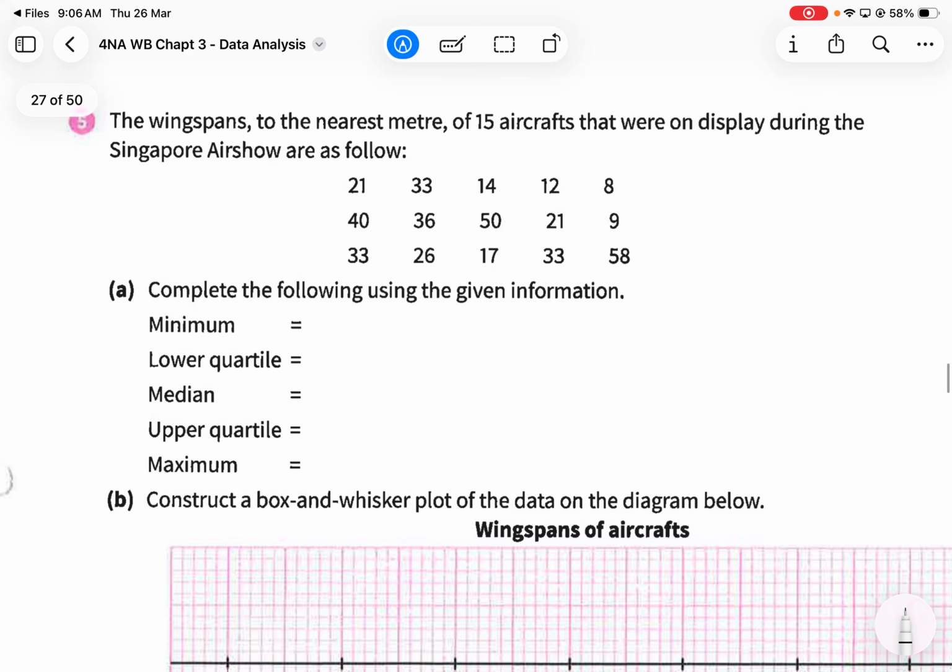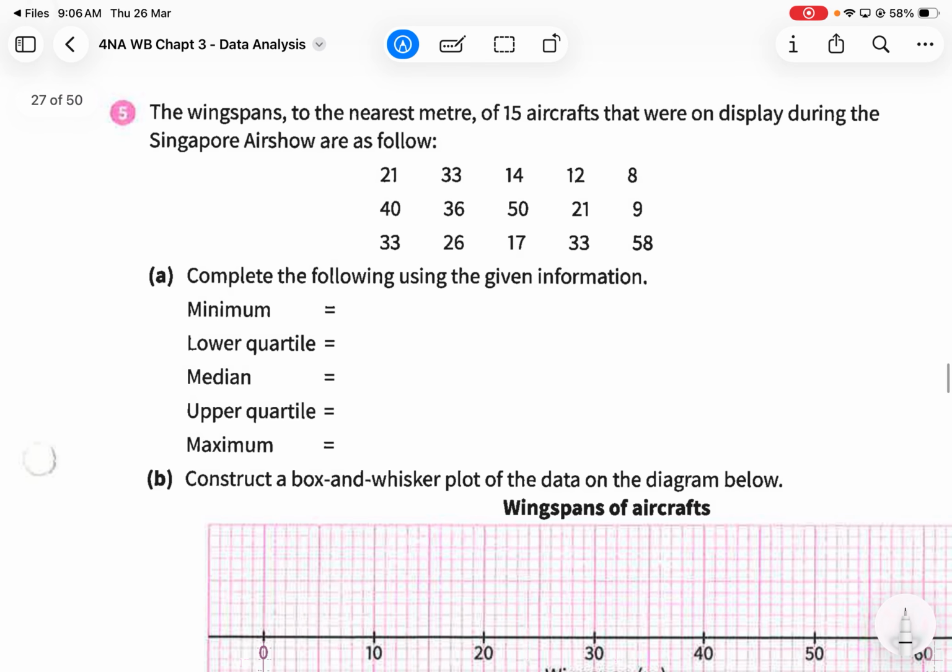Okay, question 5, a bit more challenging. Later, they want you to draw the box and whisker diagram. This will come out in your exam also. N level may also ask like that one. They ask you to find, then ask you to draw.